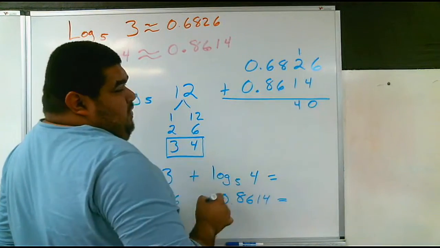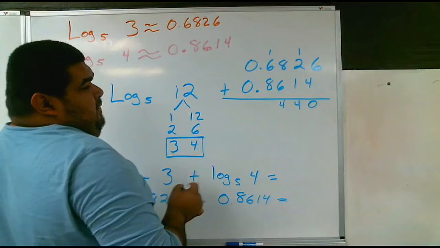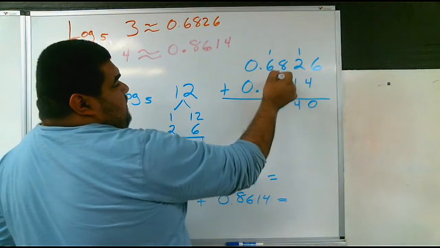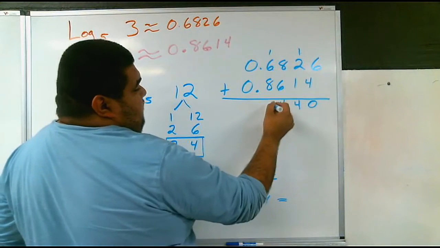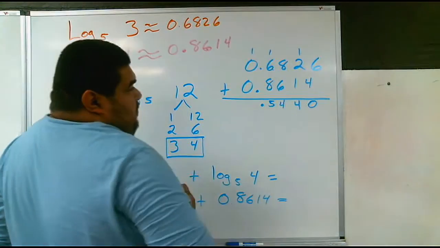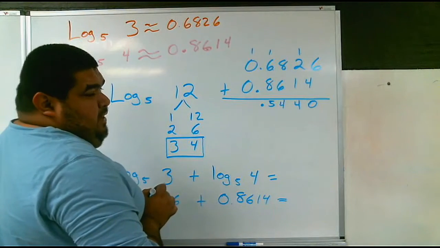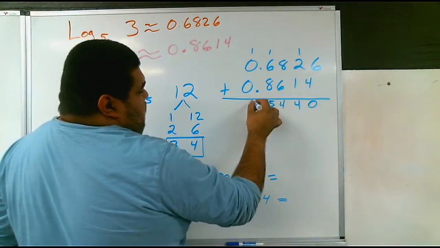And then we have 4 more, so 14. Again, we need 2 from 6 to make it 10. So that was 4 left over. So 14 plus 1 is 15. So we have 5. Bring the 1. We bring our decimal down because we're adding. It keeps it in the same place. And then 1 plus 0 is just 1.